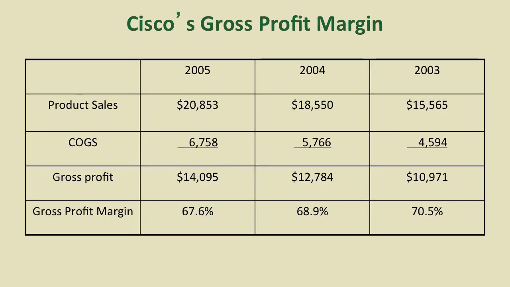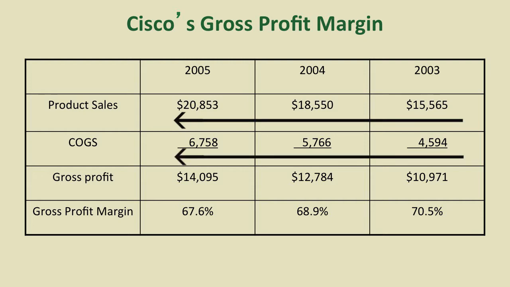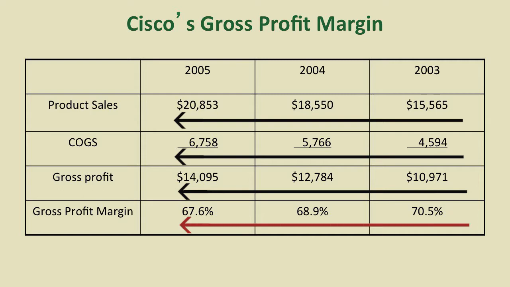Now, let's do a little bit of analysis using the gross profit margin. This is a company called Cisco. From 2003 to 2005, you can see that sales revenue increased. Cost of goods sold increased. Gross profit in terms of the raw value increased also. However, our gross profit margin decreased. I use red color to let you know that this is a decrease.